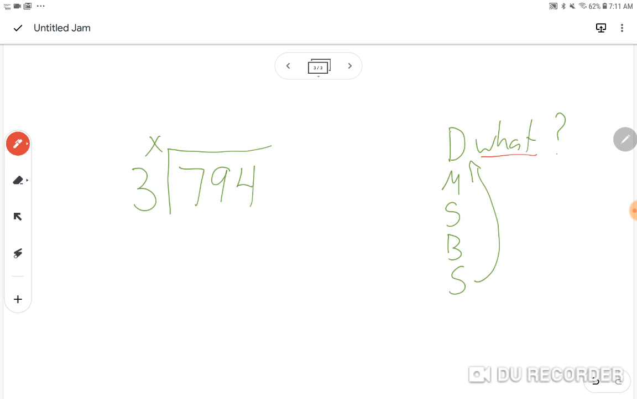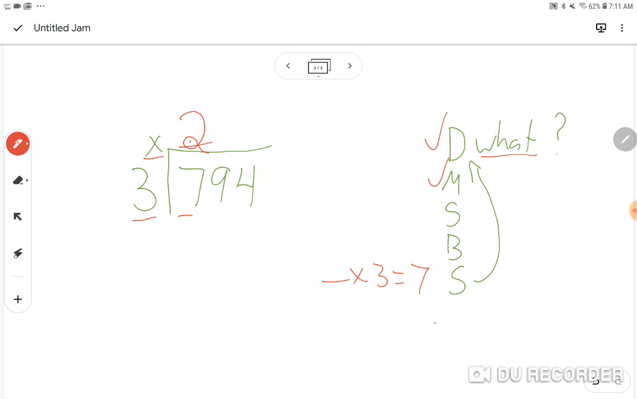First question is a what question. What times 3 equals 7? What times 3 equals 7? Well, if you count by threes or multiples of 3, you will never land on 7. So you want to get as close as you can without going over. So what would that number be? It would be 2. Okay, now that is divide.